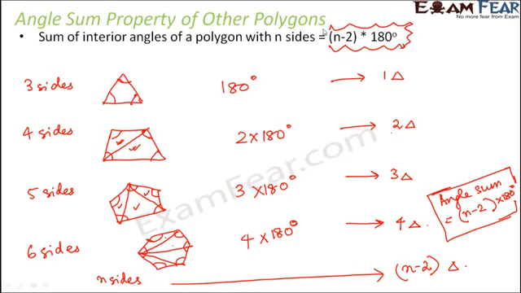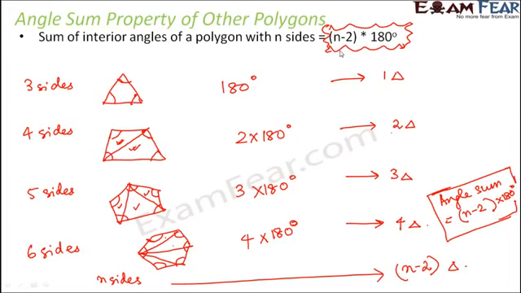Now this is very, very important. I hope you understood the logic of how we derived this formula, that is, why the sum is (n minus 2) into 180 degrees. This is pretty simple. It is just that we did a number of iterations starting from the triangle, quadrilateral, pentagon, hexagon, and so on. And that's how we arrived at this formula.